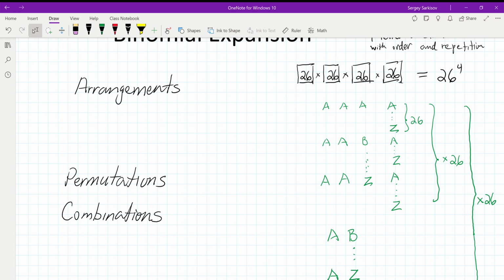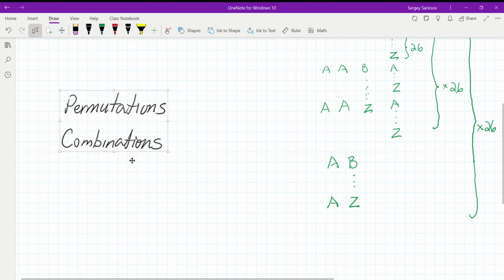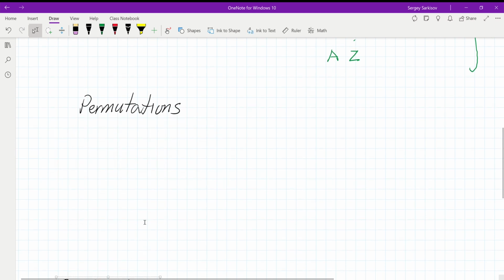Okay, combinatorics, arrangements, and then permutations. Let's go to permutations now. Permutations bring it down a little bit, and combinations will bring that even further down later. But what permutations is about is basically the same thing: 26 letters, but do not repeat them. So order is okay.